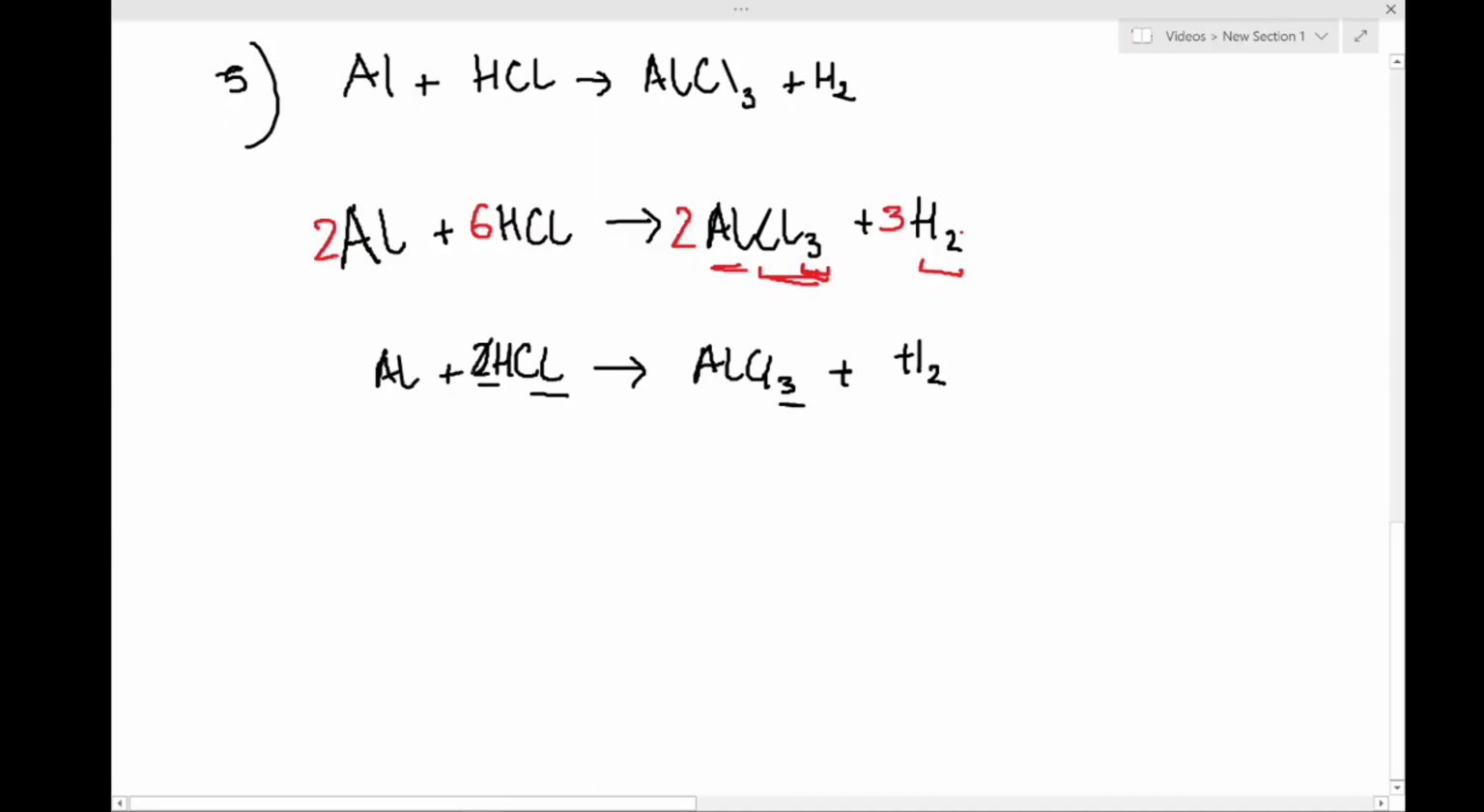So I change it to 6, and over here, what do I need to achieve 6? It's 2. And then over here, what do I need to achieve 6 is 3. And let's not forget the 2 here, right? So this is just a quick 2 methods of balancing equations like this.